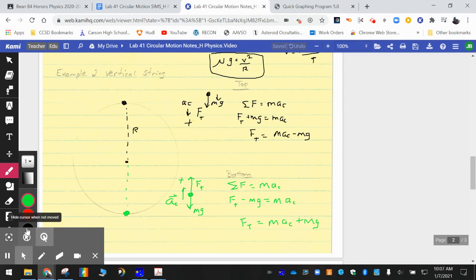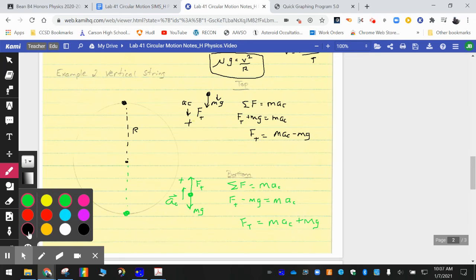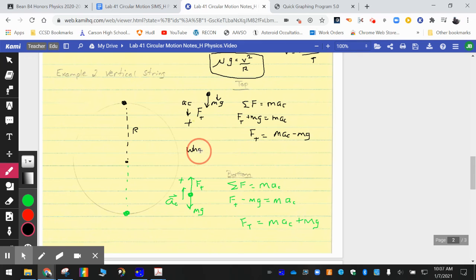Let me go ahead and use black here real quick. So the question is, up here, what's V minimum? What's the slowest you can go in order to negotiate the circle? Remember, when the ball drops, what's happening to the tension? Is it zero? At the very top, if tension is zero, what's going to happen to the ball? It's going to fall.